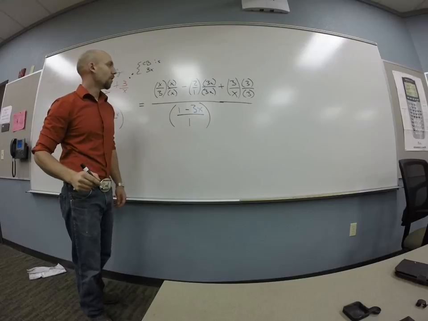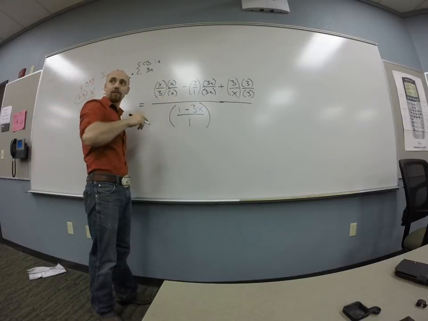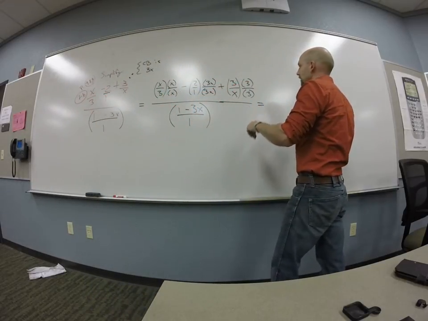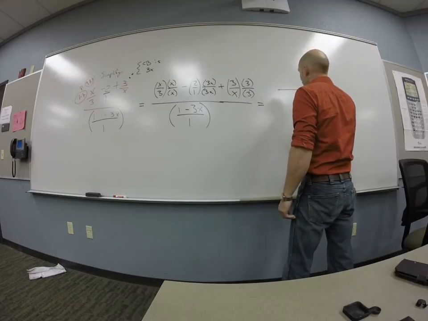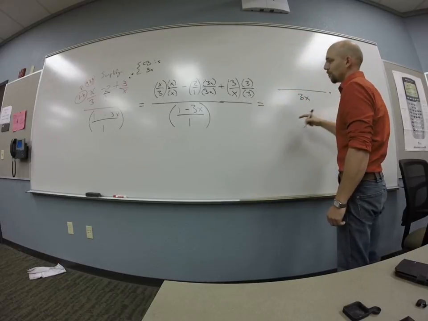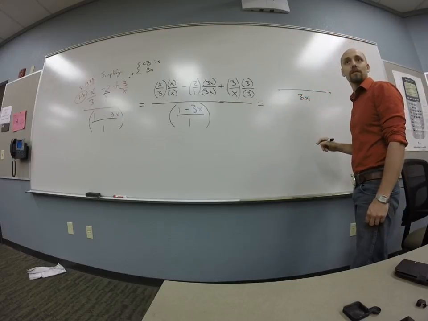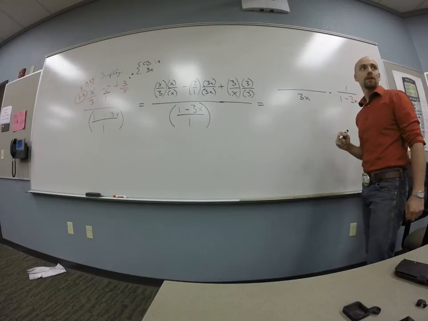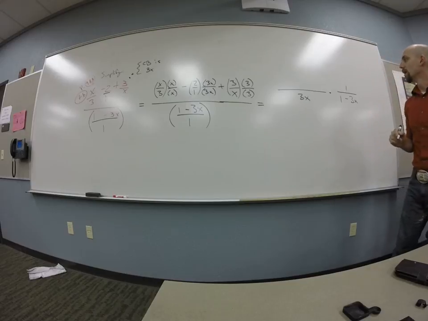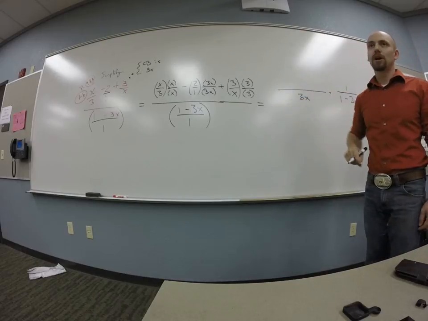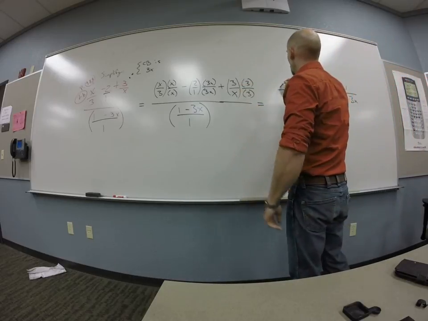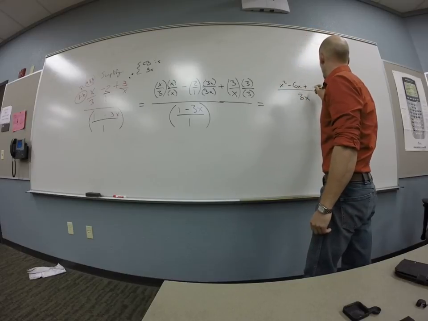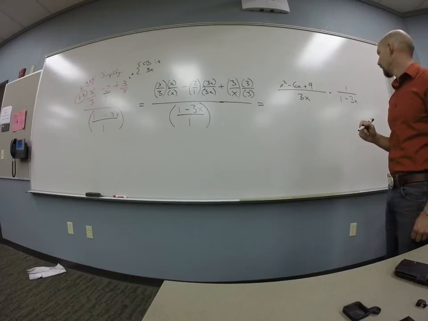Okay. So now all of this is going to be over 3x, right? So I can rewrite it as the top all over 3x, and then I'm going to multiply by the bottom flipped over, which is 1 over 1 minus 3x. What's the top of the top here? There's an x squared minus 6x plus 9.